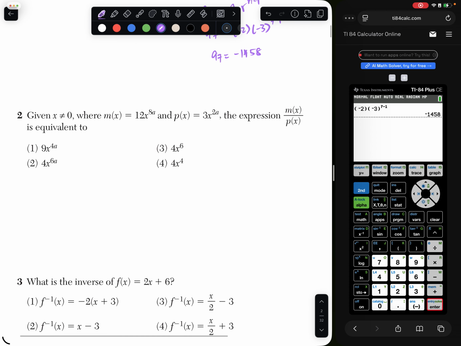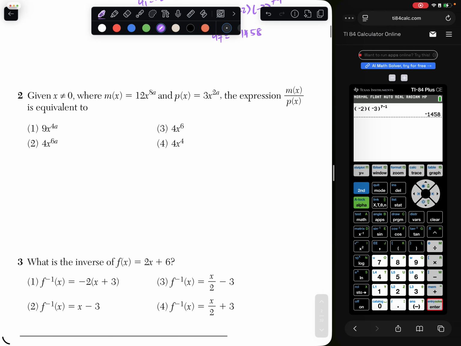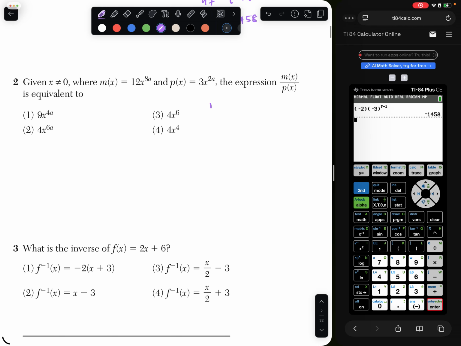Okay, given x is not equal to 0, where m of x is equal to 12x to the 8a power, and p of x is equal to 3x to the 2a power, the expression m of x over p of x is equivalent to what? I'm just doing a little bit of division here. So it's 12x to the 8a power over 3x to the 2a power. The number part, 12 over 3, is just 4. That part's very simple.